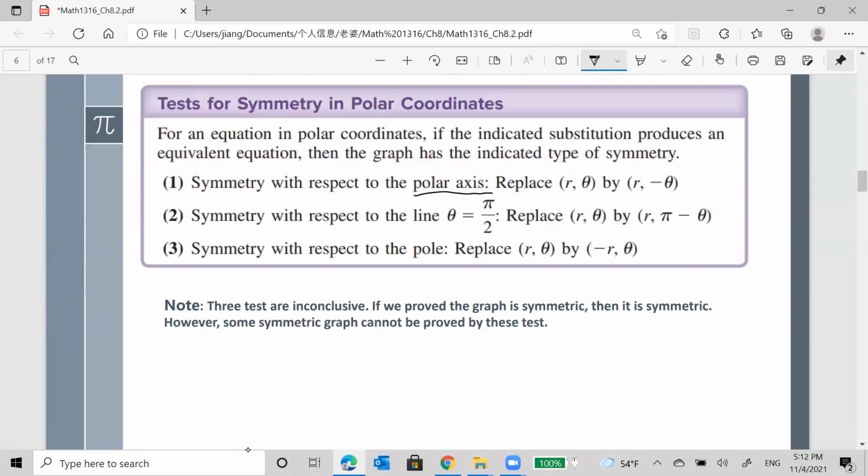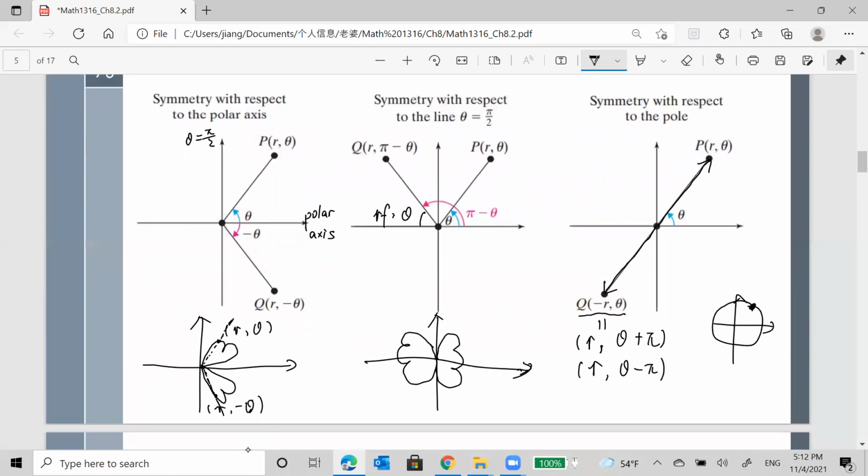Next one, symmetry with respect to the line theta equals pi over 2. Replace (r, theta) by (r, pi minus theta). So it's the same like this. If I have an equation, and I plug into my equation (r, pi minus theta), where before it was (r, theta), and the equation keeps the same form, that means it's symmetric with respect to the line theta equals pi over 2.